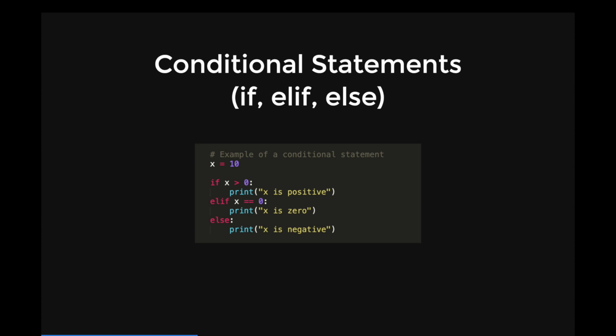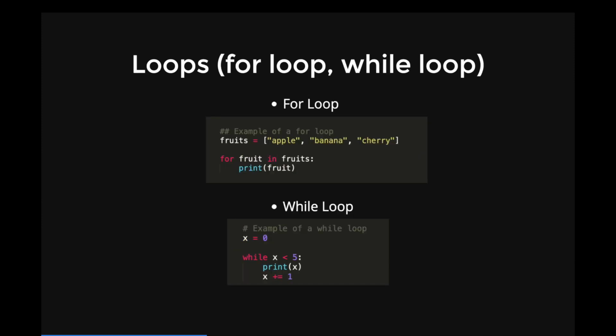If it's true, the corresponding block of code is executed. If not, the else if statement checks if x is equal to 0, and if that's true, its corresponding block of code is executed. If neither condition is true, the else block is executed. So you can run this program assigning different values to x in the first line and then see how it executes. Loops. There's for loop and while loop.